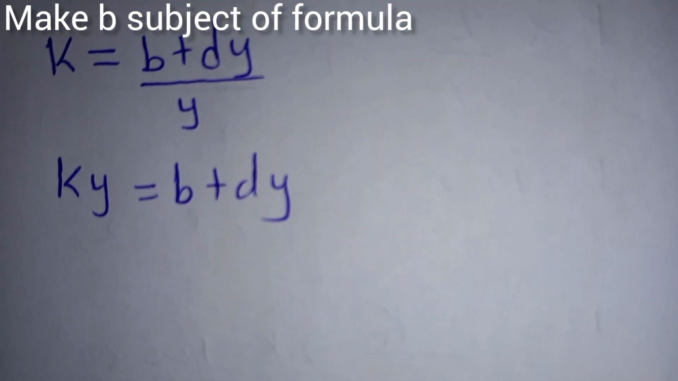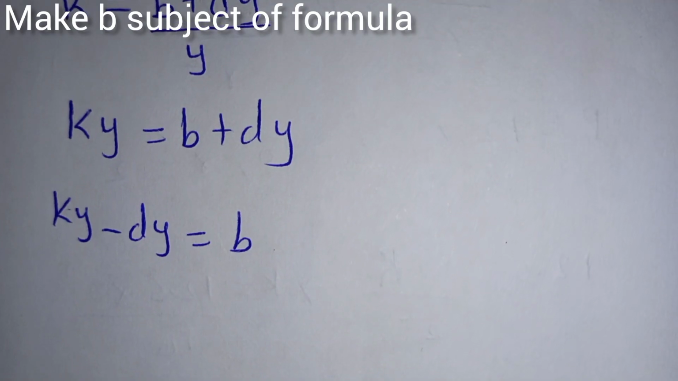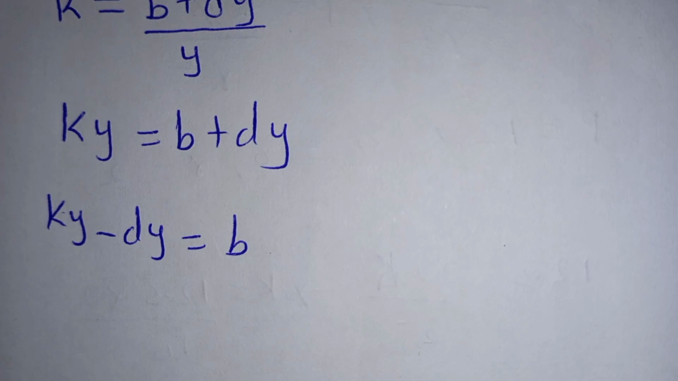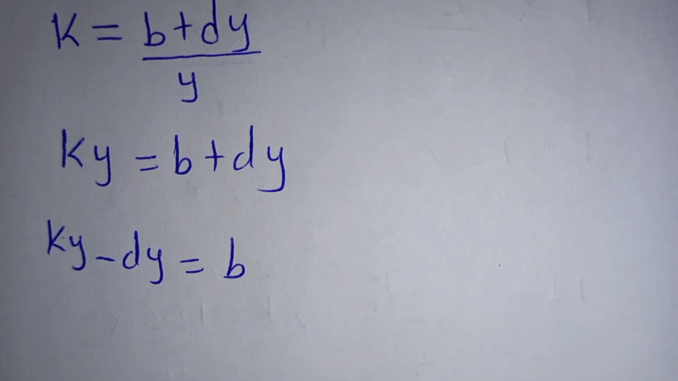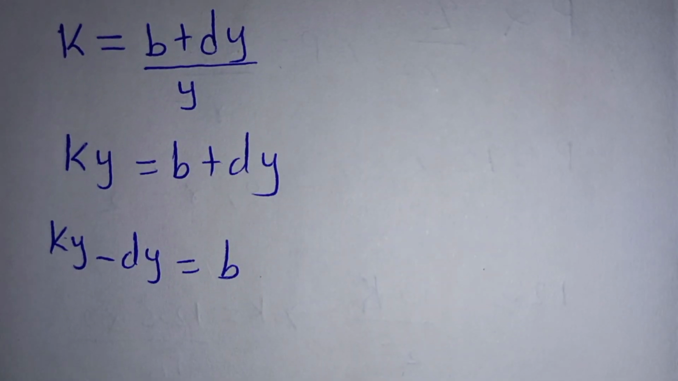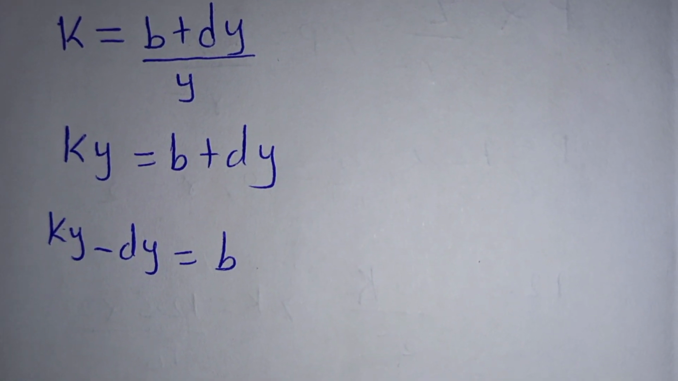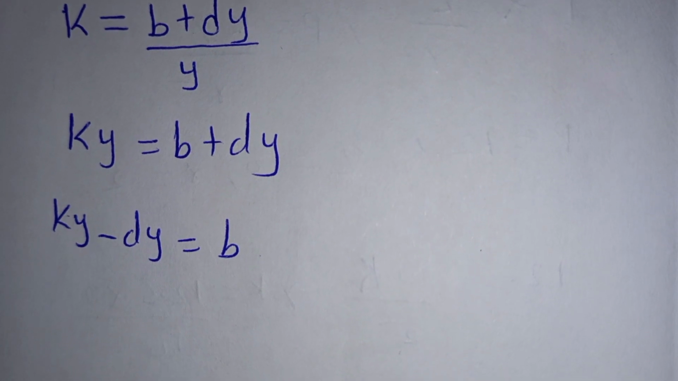Then from there, we subtract dy on both sides. Ky minus dy is equal to b. And through that, we have made b the subject of the formula in those simple steps.